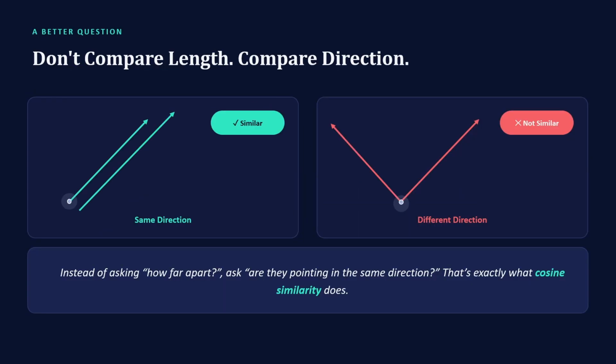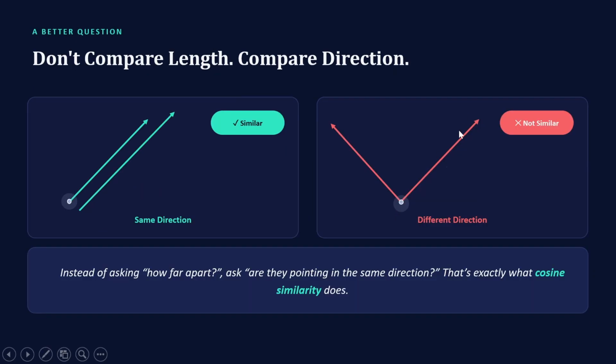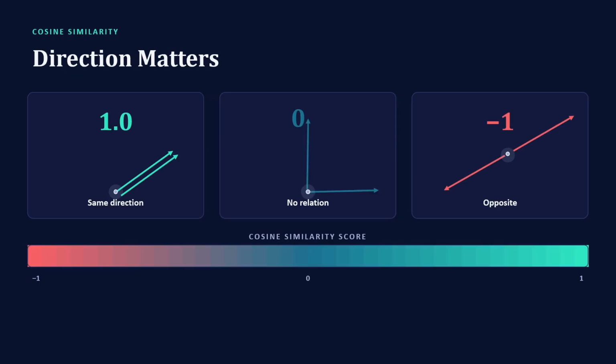Let us see now. The better question is: don't compare length, compare direction. Here you see, even though the distance is far between this point and this point, they are pointing in the same direction. Both are pointing in the same direction. If they are pointing in different directions, then they are not similar. Instead of asking how far apart, ask, are they pointing in the same direction? That is exactly what cosine similarity does. We are entering the world of cosine similarity.